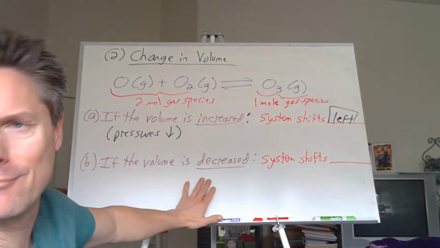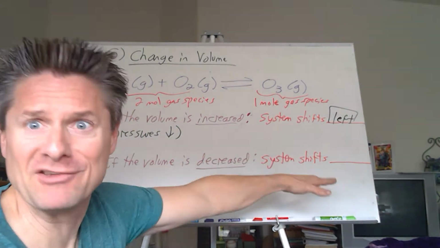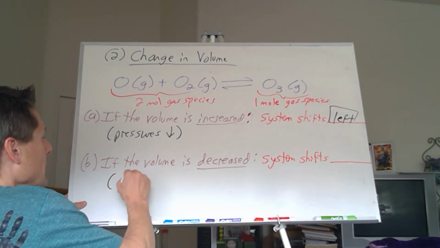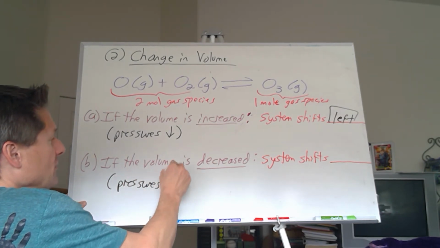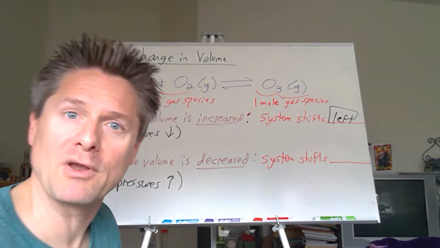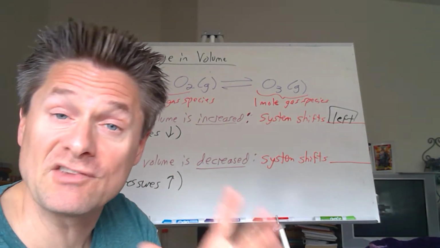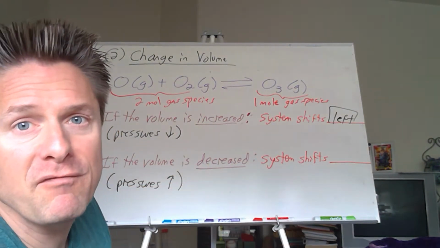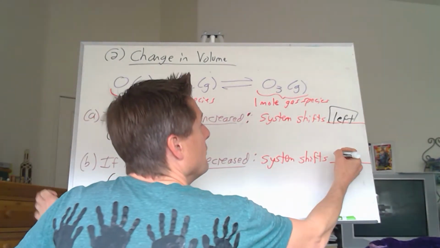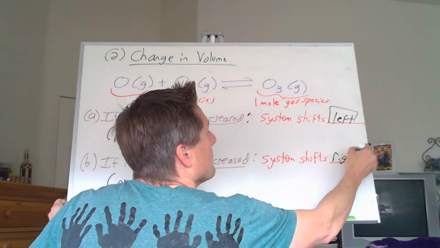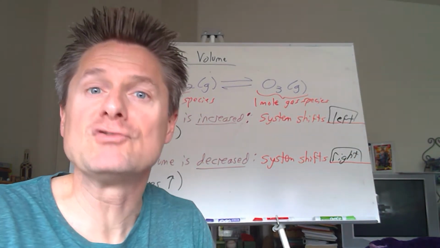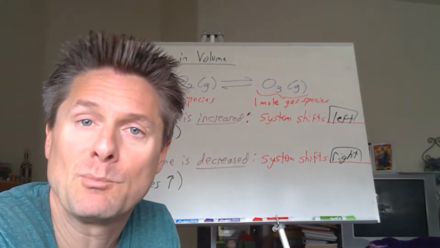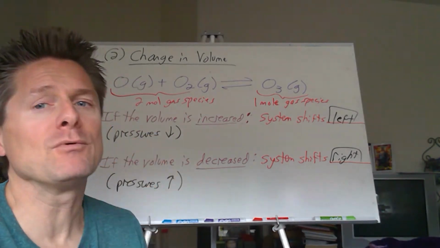Now obviously the next one is going to be the opposite, right? If that shifts left, this next one's going to shift right. If the volume is decreased, pressures go up, right? The partial pressure, more particle collisions. So the system goes, the pressures are too high, shift to bring them back down. So it's going to shift to the side with fewer moles of gas, which would be to the right. So the result would be it's producing fewer total moles of gas, fewer particles of gas, fewer collisions, which brings those pressures back down. So not too bad when you think of it that way.